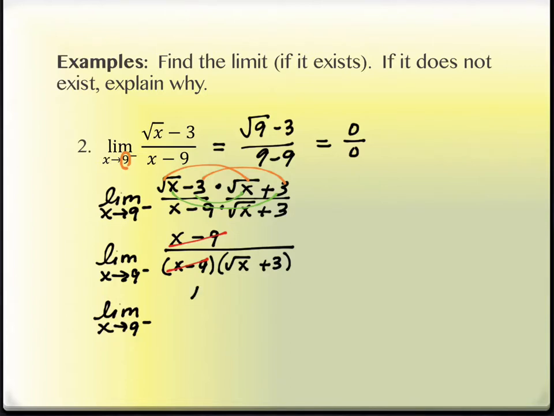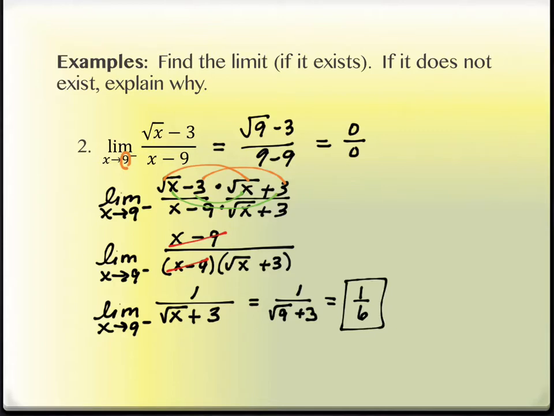A 1. And the denominator, it still has radicals in it, but it's radicals with addition, which is a lot more friendly because I'm able to evaluate those. So now I have 1 over the square root of 9 plus 3. So what's the square root of 9? 3, right? And then plus the 3 that's on bottom gives me a 6. So I have 1/6 for my limit on this problem.